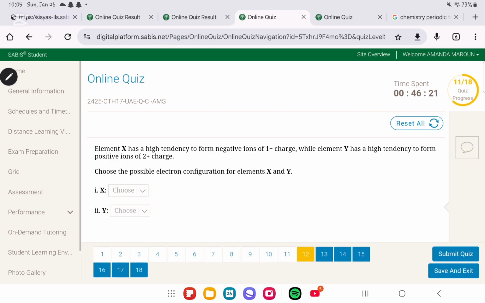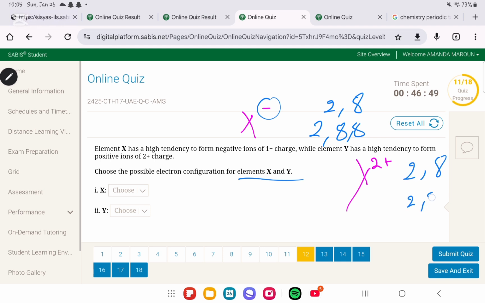We move on to question number 12. They said X has a high tendency to form negative ions, so X minus, okay? Y has tendency to form 2 plus, so X minus, Y2 plus. Okay, so they need what? The possible electron configuration for the elements X and Y. So X had to gain, so it can be either 28 or 288 as long as it ends with 8. Here it's the same thing. So here it had to gain an electron, so we're going to subtract 1 from the last digit. It could be 27 or 287. Here it had to gain 2 electrons.